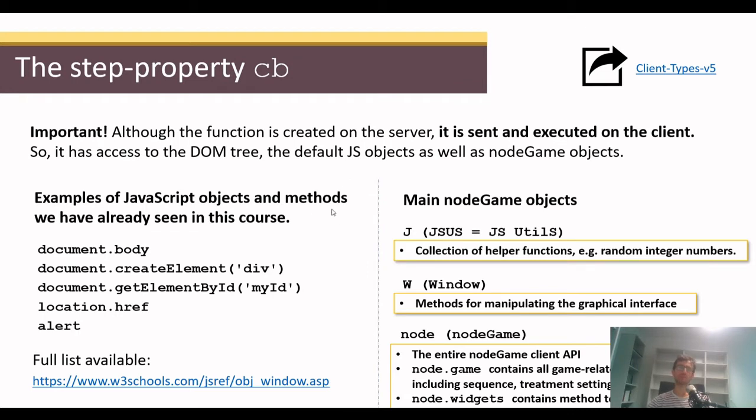Here is a very bird's eye overview of what properties and objects you have available in the callback function. So these are standard JavaScript objects, for example, the document or the location or the alert. Some are the NodeGame objects. We've seen the node and the node.widgets collection, but there are also other objects. For example, the W object stands for window, is manipulating the graphical interface. And there's the J, it stands for JS utils or JSUS. It is a collection of helping functions to, for example, generate random numbers or create arrays of a certain type.